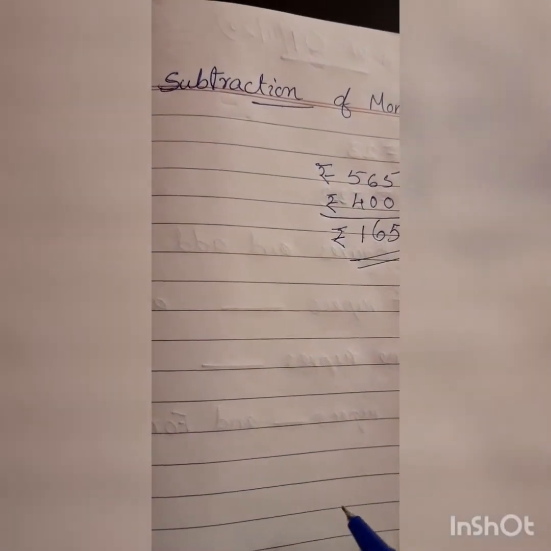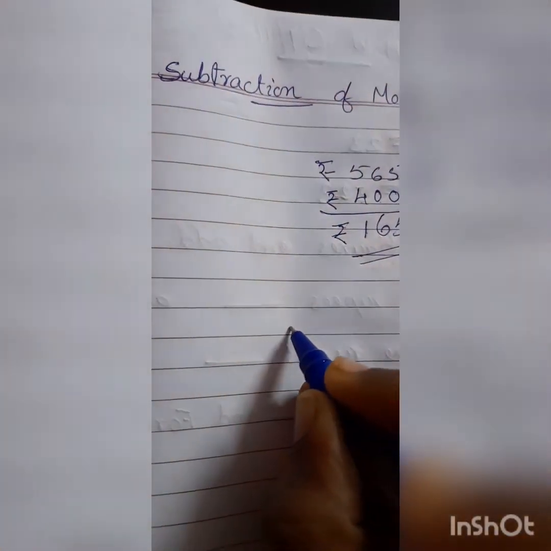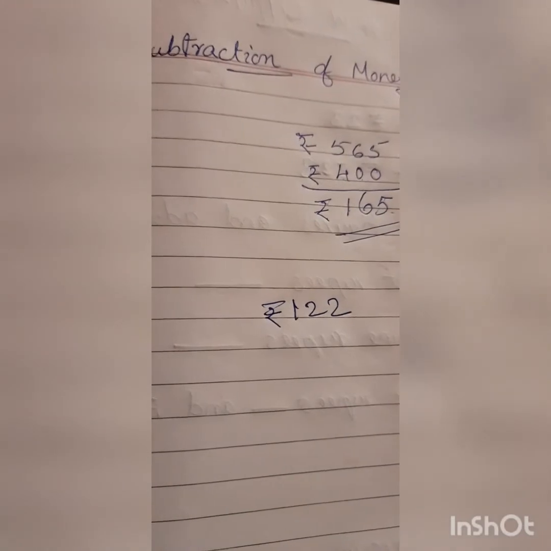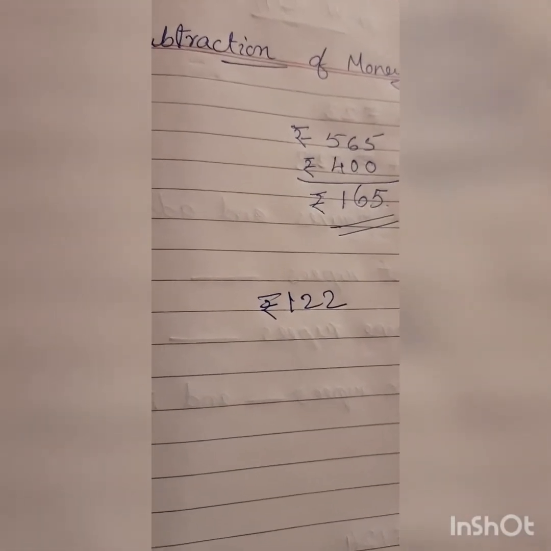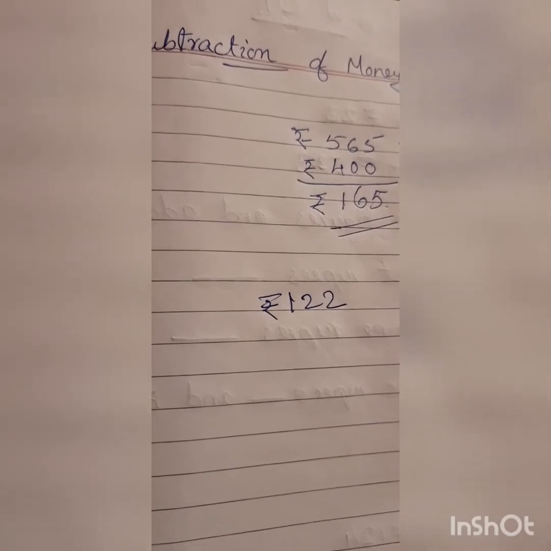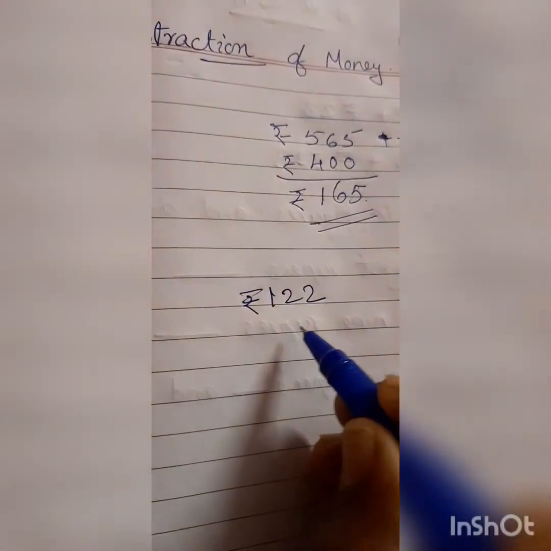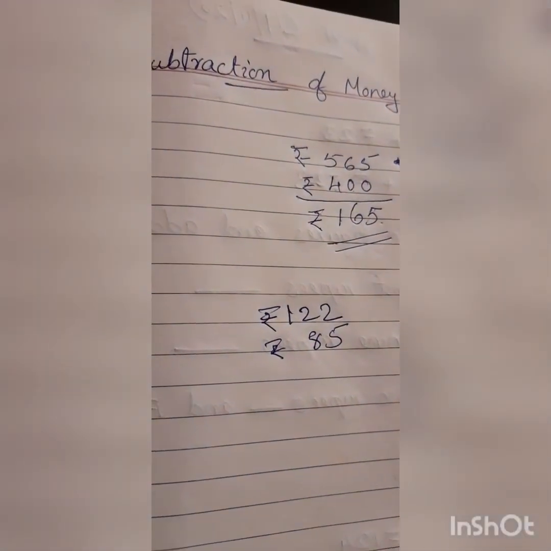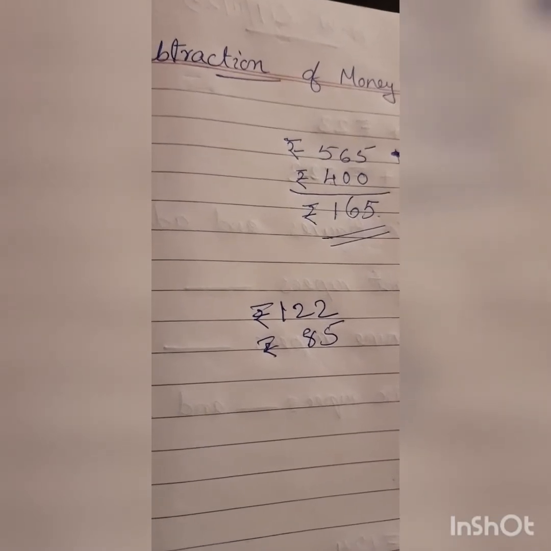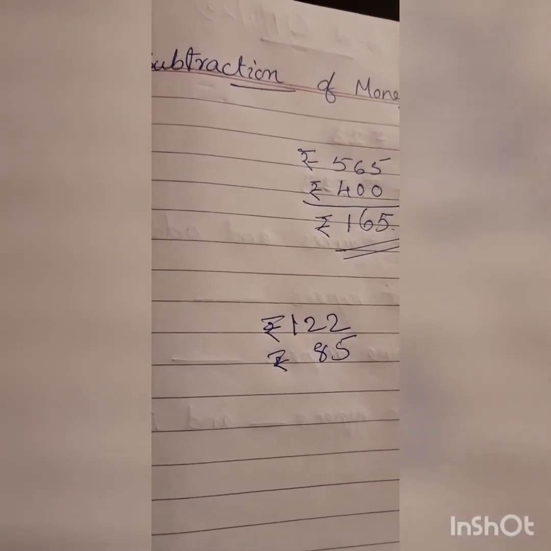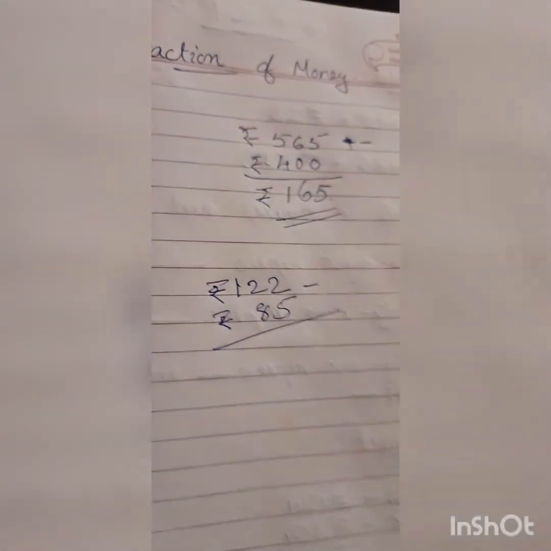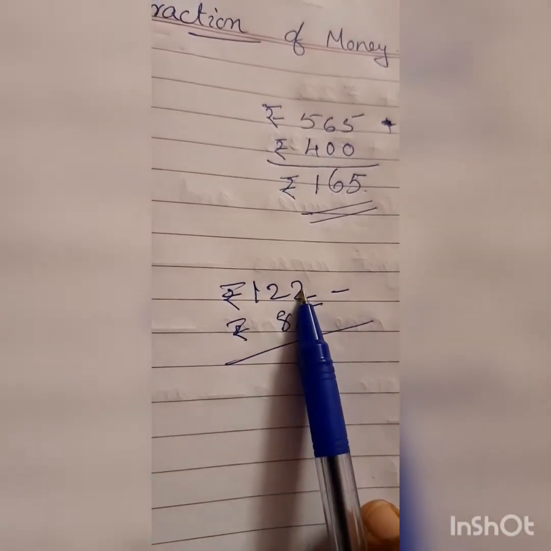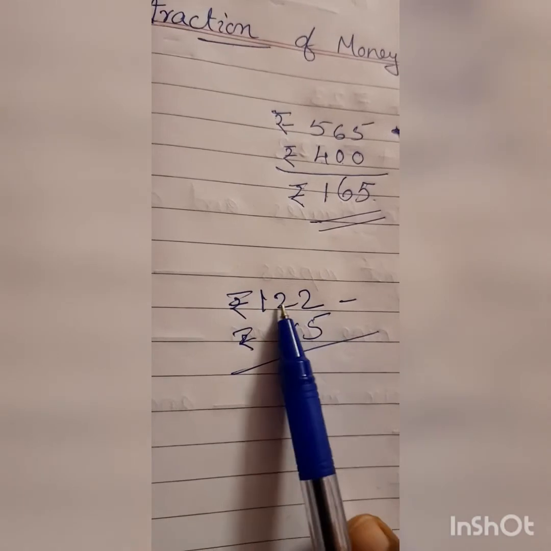Another example: Rahu already has the amount 122. Then he purchased one textbook. The cost of the textbook is rupees 85. Then how much money is now left with him? Here also we subtract. Here 2 minus 5 is not possible, so we simply take one borrow from here.